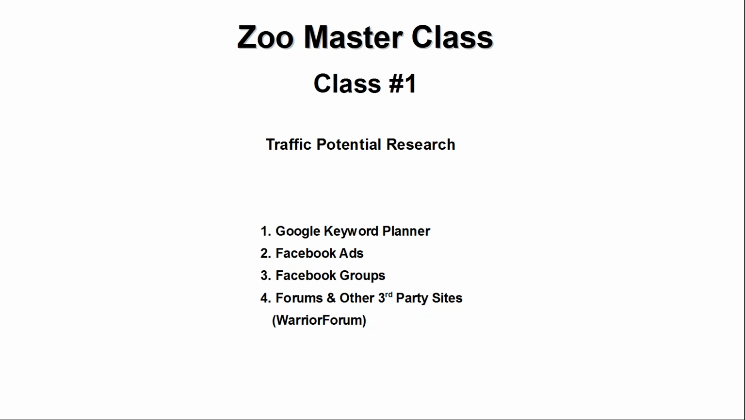For now, though, I want to show you these strategies that can give you some kind of initial information that you can go by to verify that your niche is actually going to work out, that you're actually going to be able to build an audience for that niche. The ones I'm going to be showing you today are Google Keyword Planner, Facebook ads, Facebook groups, and also forums and other types of third-party websites.